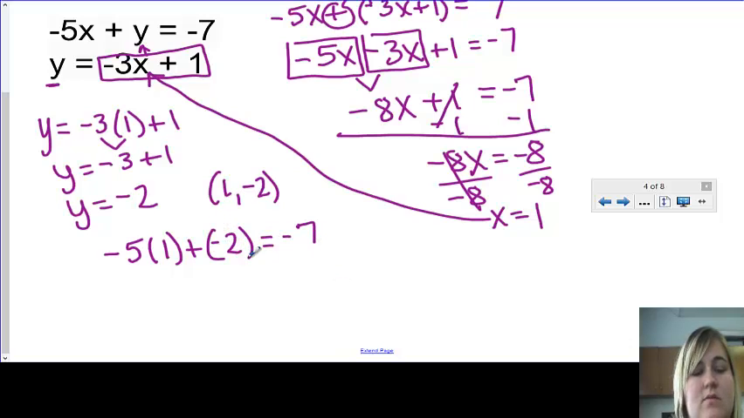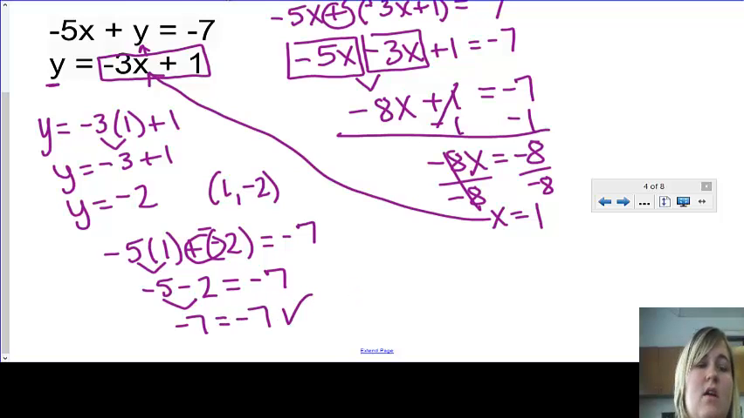Equals negative 7. So negative 5 times 1 gives me negative 5, plus a negative gives me a negative, so minus 2 has to equal negative 7. Negative 5 minus 2 is negative 7, and negative 7 does equal negative 7.